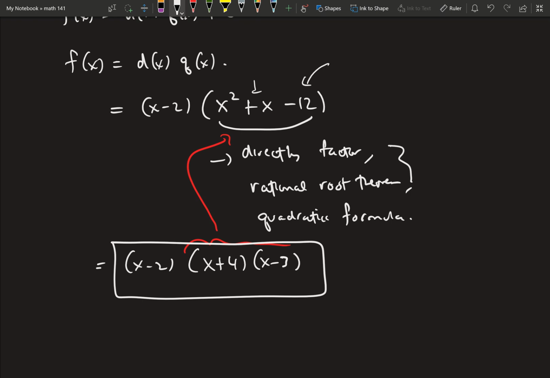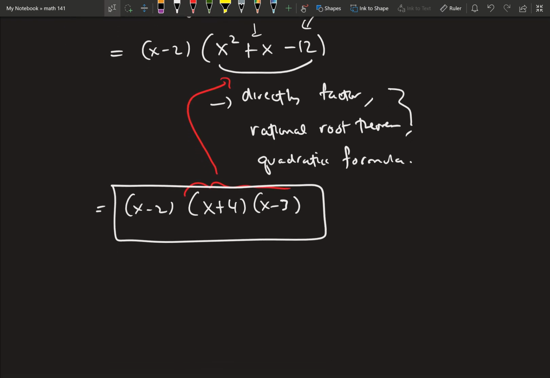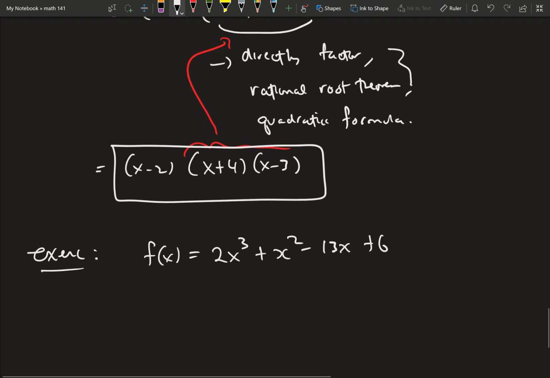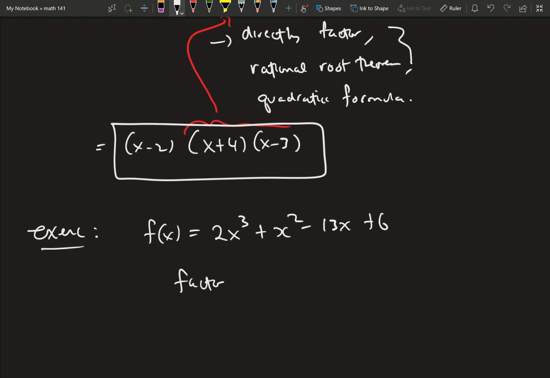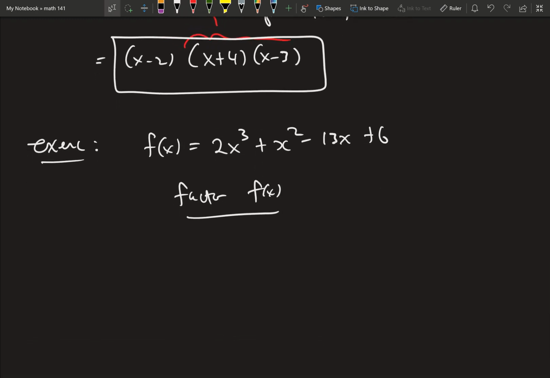So what I'm going to do is start you off on an exercise here, and I'm going to leave you to finish it. So I'll start it off. The exercise is we're going to do the same process for this particular function, 2x cubed plus x squared minus 13x plus 6. And our goal again is to factor f of x. And so what we want to do is list all possible rational roots.